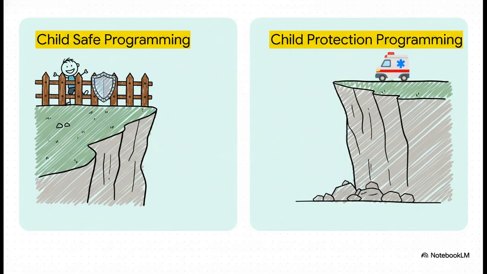Okay, let's break this down. On the left, you've got child-safe programming. This is proactive. It's like a layer of safety that gets applied to every single program an organization runs, no matter what it is. It's all about preventing harm before it can even start. Now, on the right, you have child protection programming. This is specialized and reactive. It's the vital work of responding after something has already happened. The easiest way to think of it is this. One is building a fence at the top of a cliff, the other is parking an ambulance at the bottom.